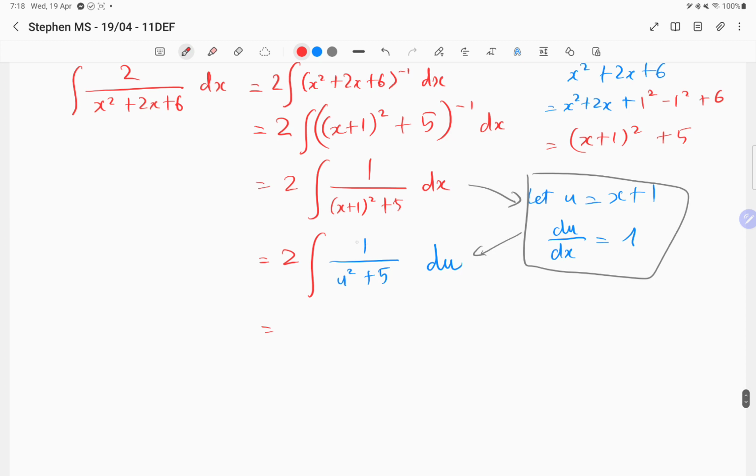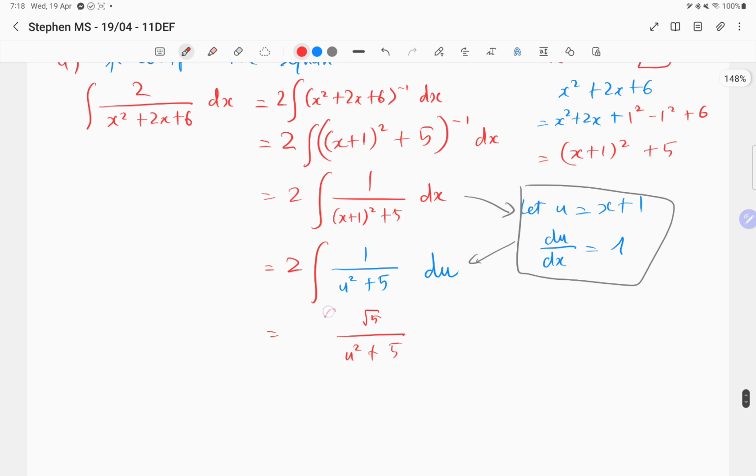Alright, and then at this point, you already know what to do. So here you want root 5 on top, because the bottom will be u squared plus root 5 everything squared. Why root 5? Because the bottom you want u squared plus a squared. Why do you want that? Because what's the formula? It's a over a squared plus x squared. When you antiderive this, you get inverse tan of x over a, plus c.